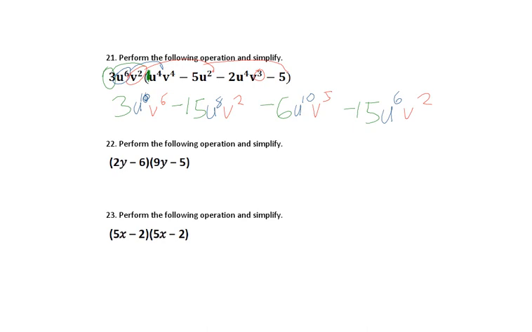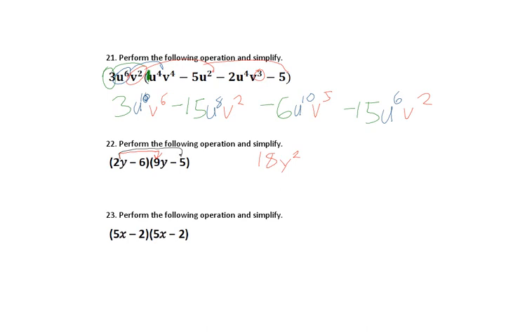So for 22, what we're going to do is something called FOIL, which means first, outside, inside, last. Here it is in action. First, 2y will multiply to negative 9y. Well, 2 times 9 is 18. y and y is y squared. That's done.